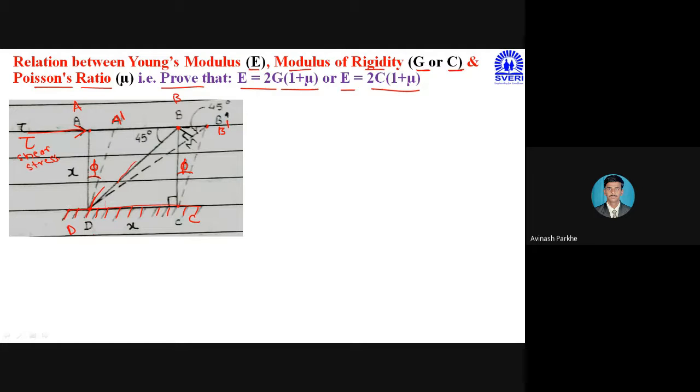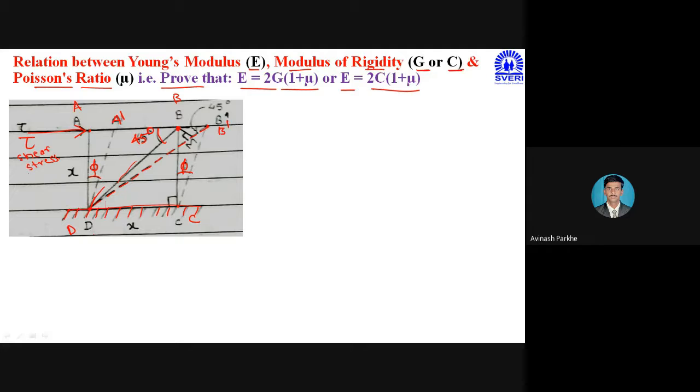This is diagonal BD. Already I have represented diagonal BD, and this angle is also represented as 45 degree. This angle is also represented by the 45 degree. Also, to that particular diagonal BD, again one dashed line is represented here. This dashed line represents the deformed diagonal, which is represented by B dash D.